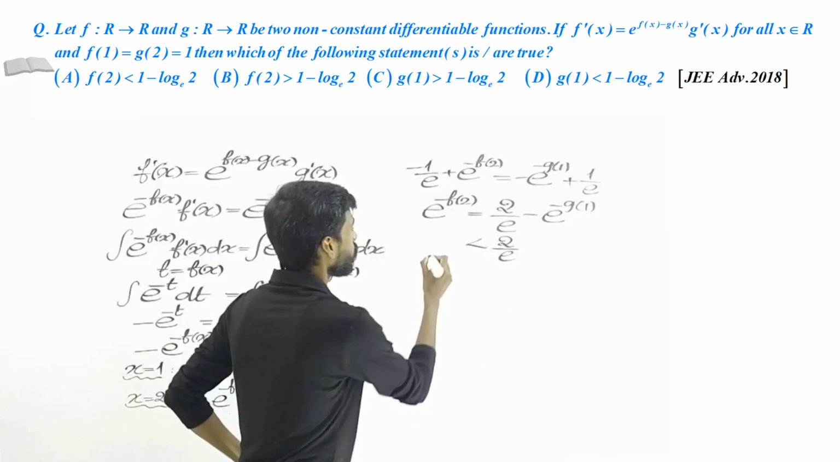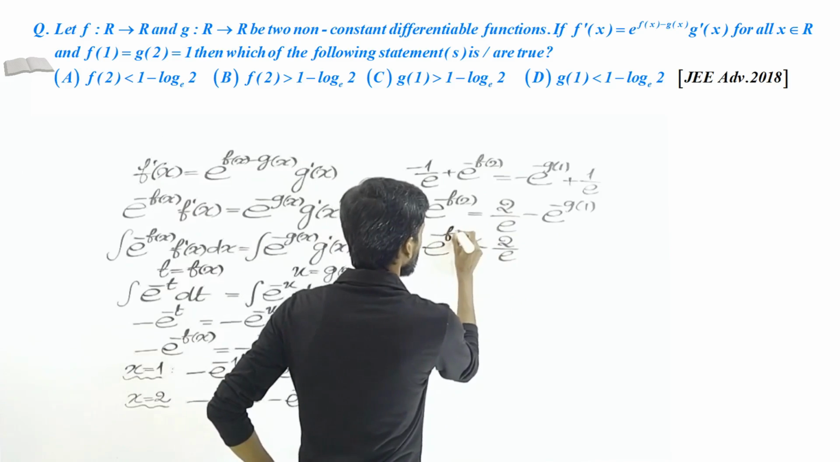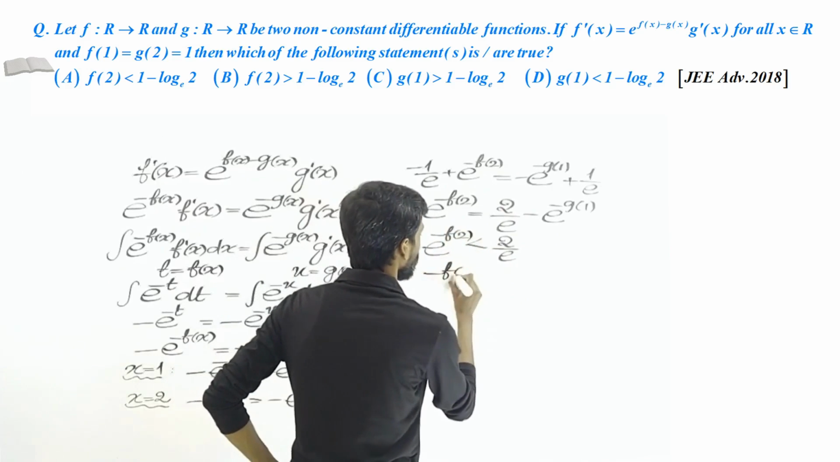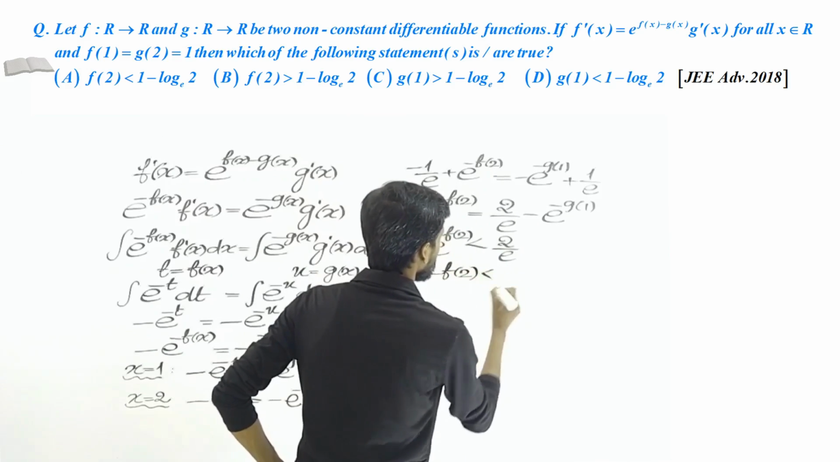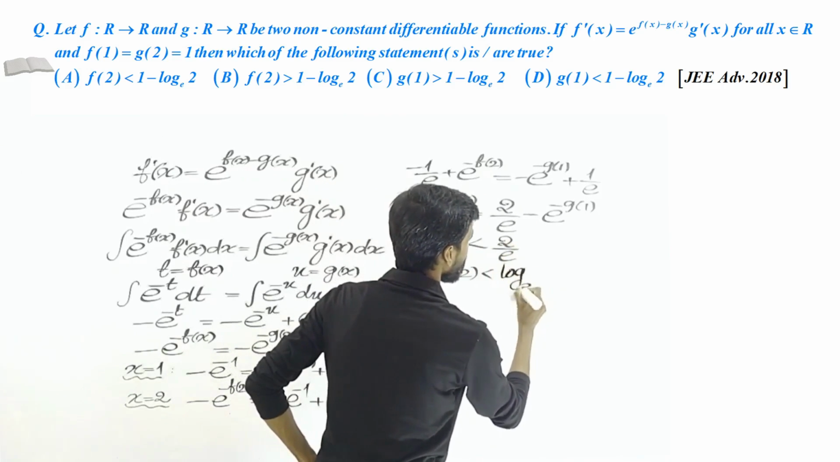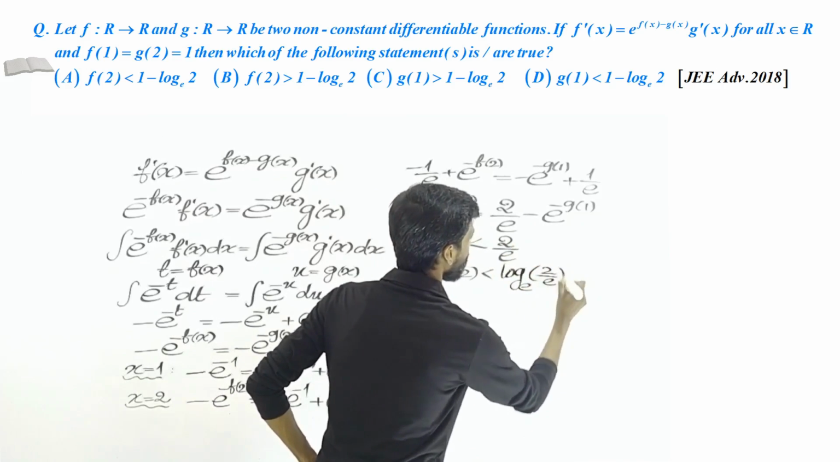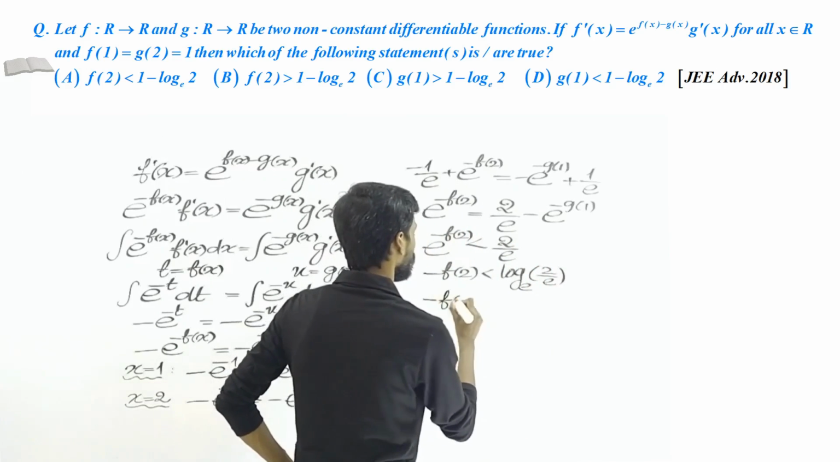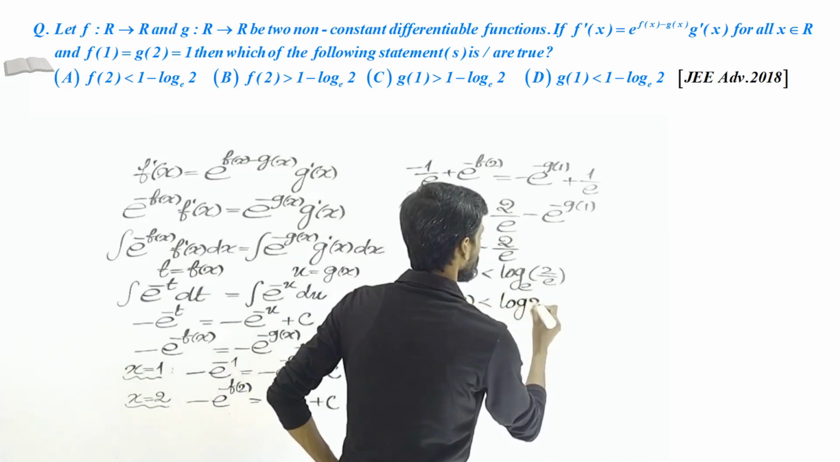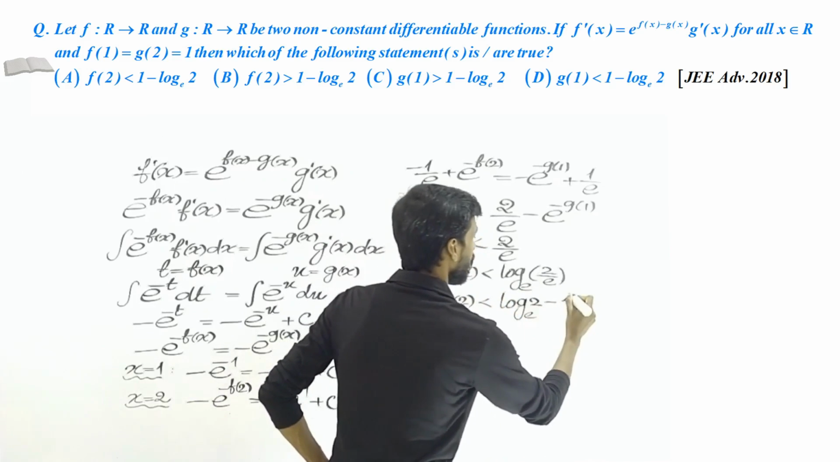So e to the power minus f of 2 is less than 2 by e, so that means minus f of 2 is less than, taking the log, log base e of 2 by e. So minus f of 2 is less than log 2 minus log e, so that is 1.